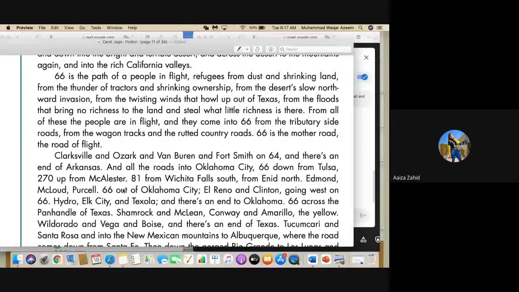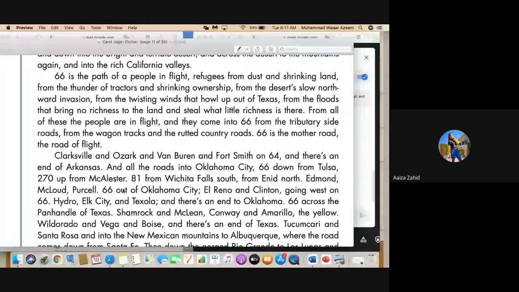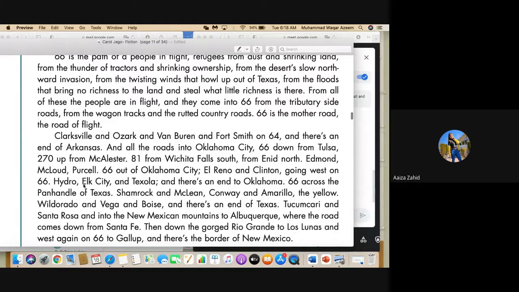And there's an end of Arkansas. Arkansas. Sorry. And all the roads in Oklahoma City, 66 down from Tulsa, McLeod, Purcell, 66 out of Oklahoma City, El Reno, and Clinton, going west on 66, Hydro, Elk City, and Texola. And there's an end to Oklahoma, 66 across the panhandle of Texas, Shamrock and McLean, Conway and Amarillo, the Yellow, Wildorado, and Vega, and Boys, and there's an end of Texas. Say, I don't know how to pronounce this word. Tucumcari.